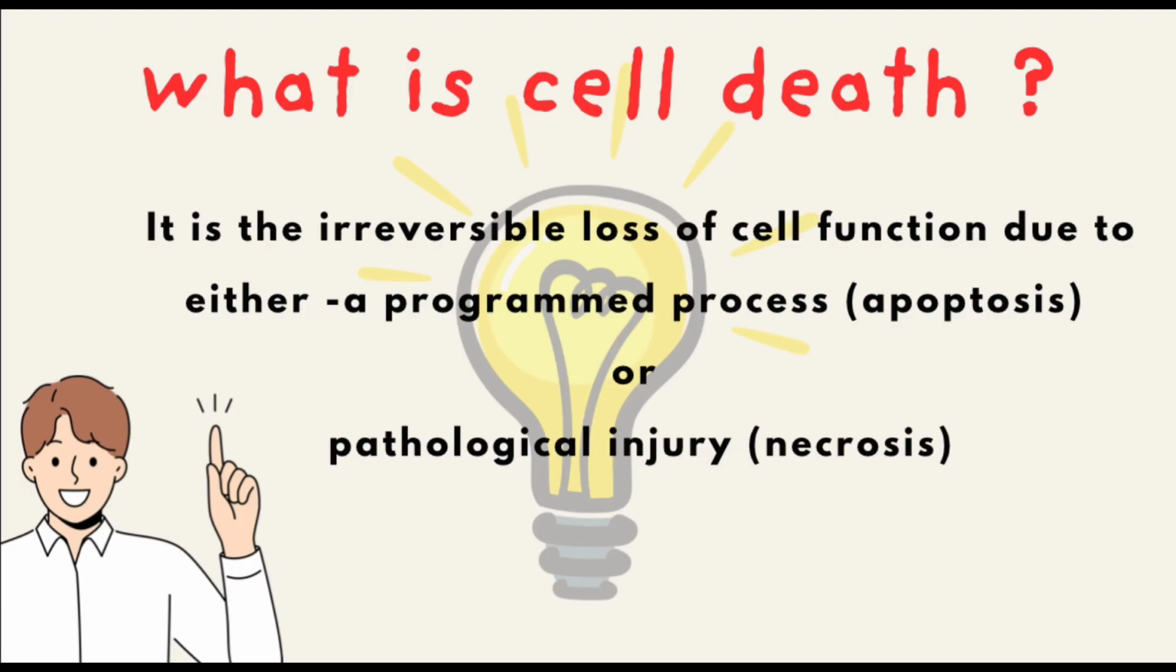Before diving into necrosis, we first need to understand cell death and why it happens. Cell death is an irreversible loss of cell function due to either a programmed process called apoptosis or a pathological injury, that is necrosis. Now let's get into it.